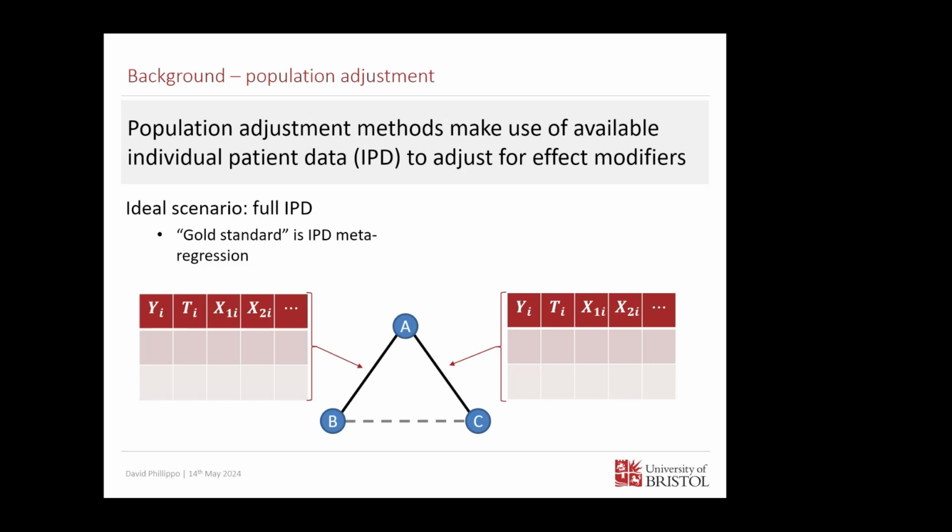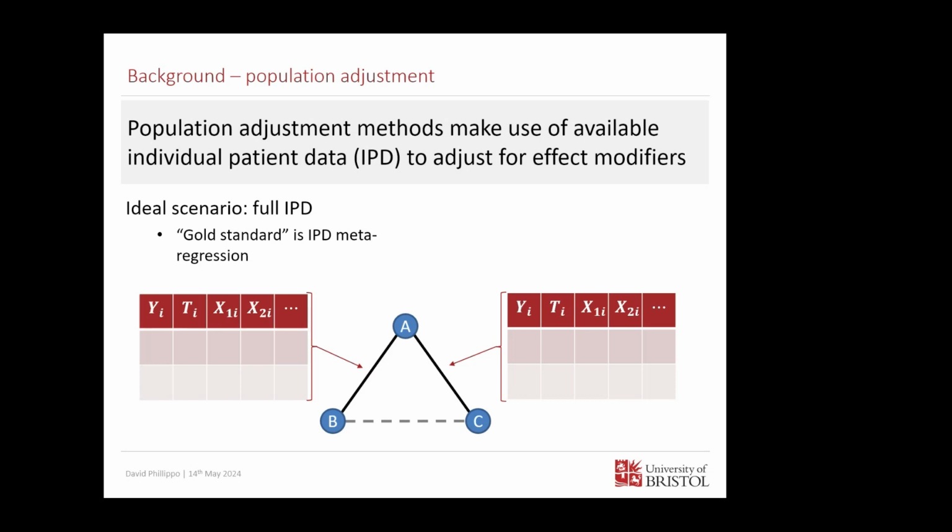Now, in an ideal scenario, we would have individual patient data from all of our studies. So we would have outcomes for each individual, which treatment they received, and each of their covariate values measured at baseline. And then the gold standard here is an IPD meta-regression. We've got loads of data in every study. We can stick that all in a big regression model and we're away.